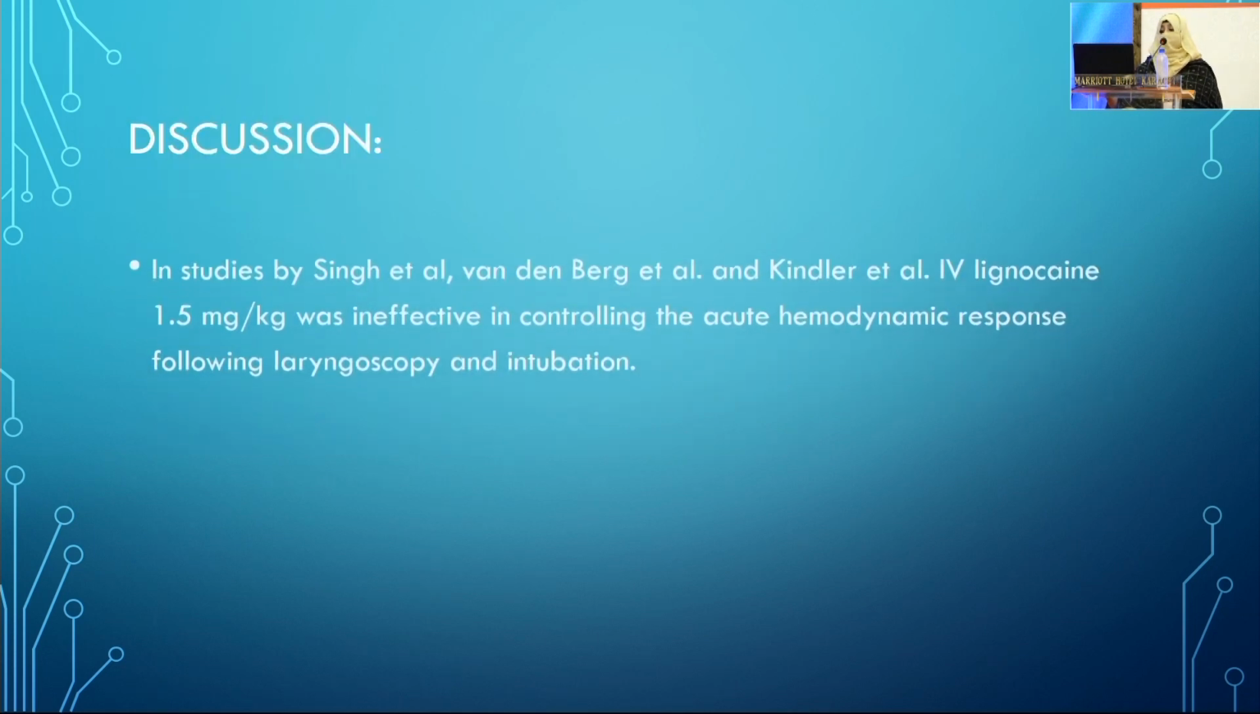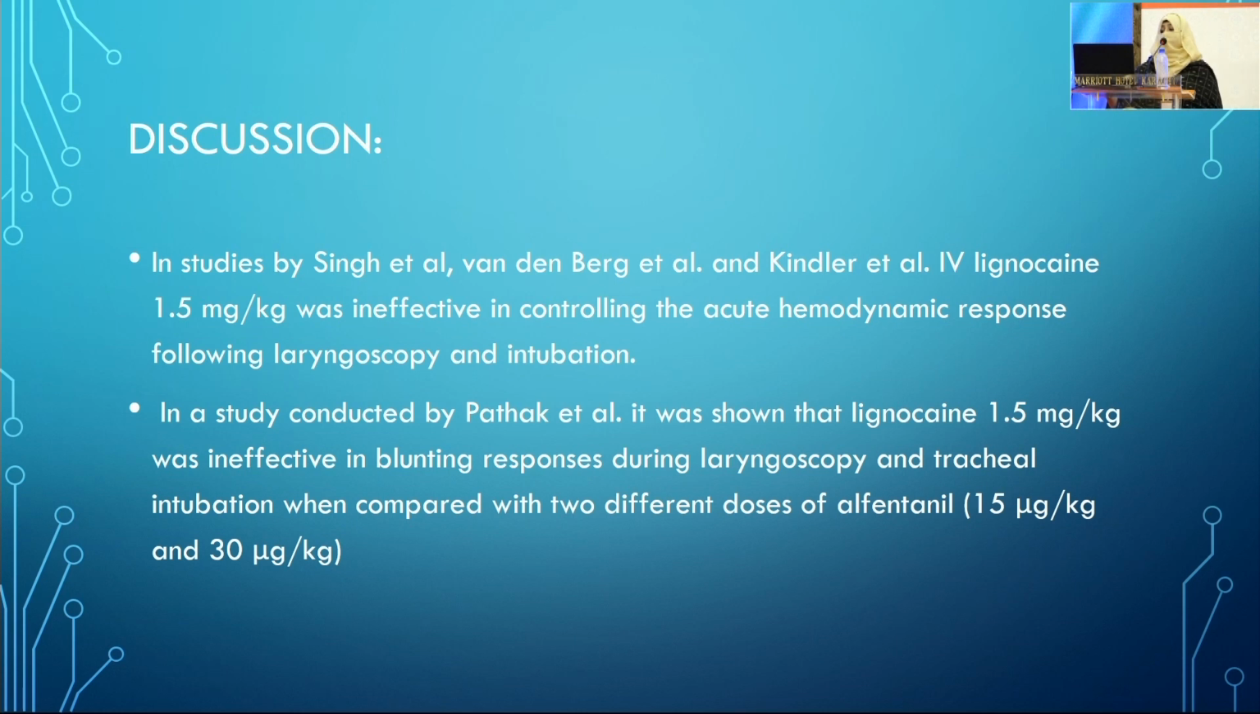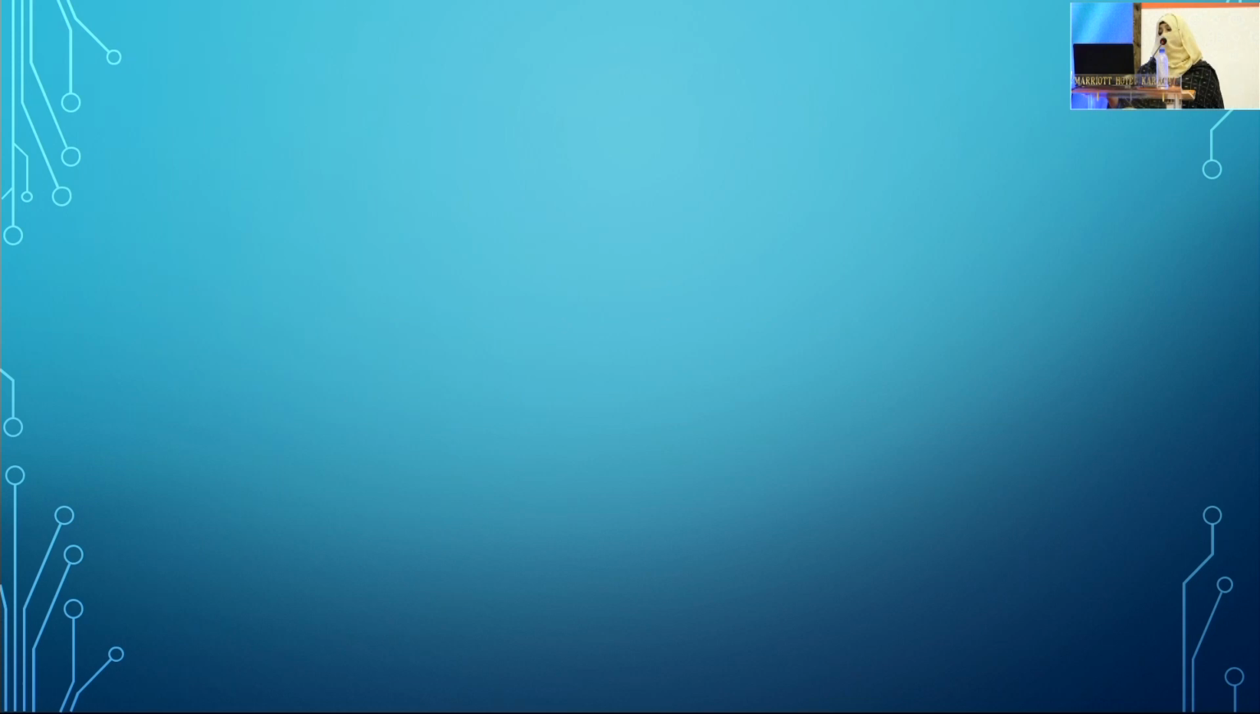In another study, Singh, Van den Berg, and Kindler et al. said the IV lignocaine 1.5 milligram per kg was ineffective in controlling the acute hemodynamic response following laryngoscopy and intubation. In another study, it was shown that lignocaine 1.5 milligram per kg was ineffective in blunting the responses during laryngoscopy and tracheal intubation.